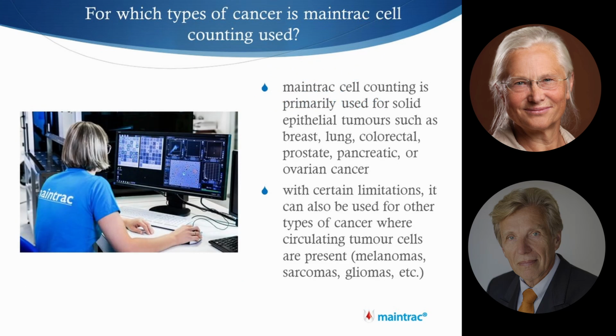Often the question is what type of cancer we can use the maintrac cell test for. It is primarily used for solid epithelial tumors such as breast, lung, colorectal, prostate, pancreatic or ovarian cancer. With certain limitations, it can also be used for other types of cancer, like melanomas, sarcomas, and gliomas, but this is with restriction because not all of the cells in such tumors carry the epithelial antigen. We rely on the epithelial antigen to find the cells.